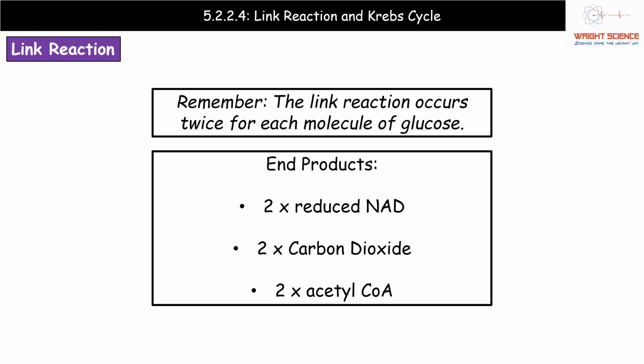So what that means is we end up with two reduced NAD, two carbon dioxide molecules, and two acetyl-CoA. And the reason there's two of each of them is because two pyruvates go through the link reaction.